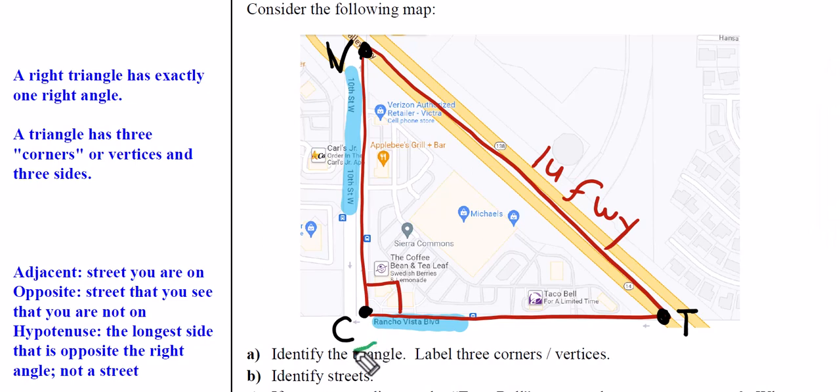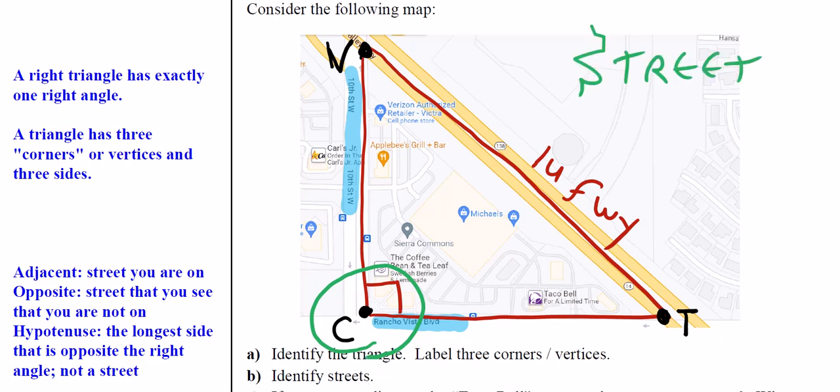Now, let's talk about a dangerous thing. What if I stood on this corner, corner C? What street am I standing on? That becomes rather confusing because the question is asking which street, not streets, street. And the problem is that there are two that I'm standing on. So this becomes problematic because I'm not standing on just one street, I'm standing on two streets.